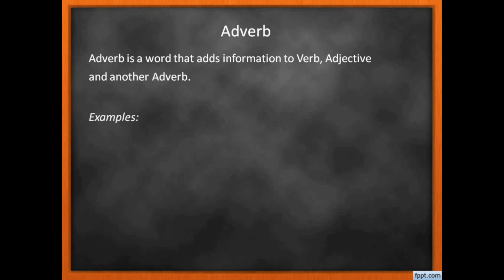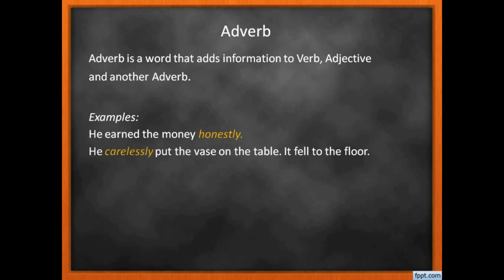The first sentence is, he earned the money honestly. Here the adverb is honestly. It tells about the verb earned. How did he earn the money? He earned the money honestly. And in the second sentence, he carelessly put the vase on the table. It fell to the floor. Here the adverb is carelessly. It modifies the verb put and tells us how he put the vase.